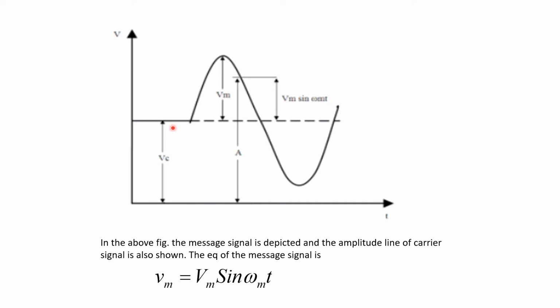Normally the amplitude of carrier wave is Vc, but when it undergoes amplitude modulation, then its amplitude will change according to the instantaneous value of the message signal. Therefore, at this point, the amplitude of the modulated signal will be capital A. Now we will see in the next slide how this amplitude A will be defined in the mathematical form.